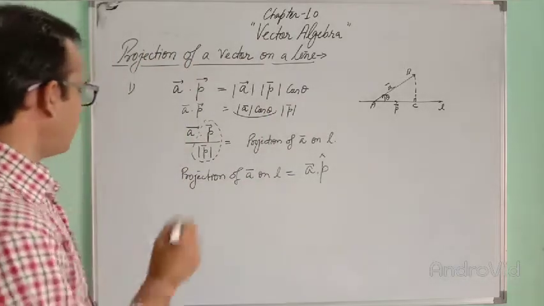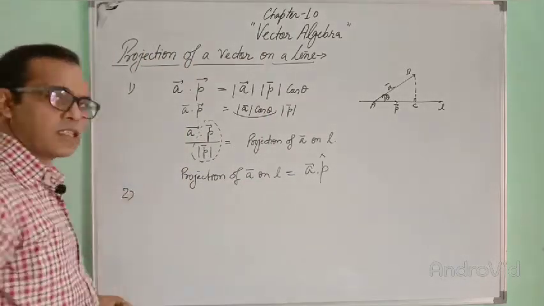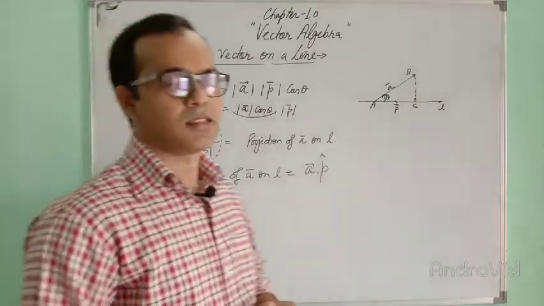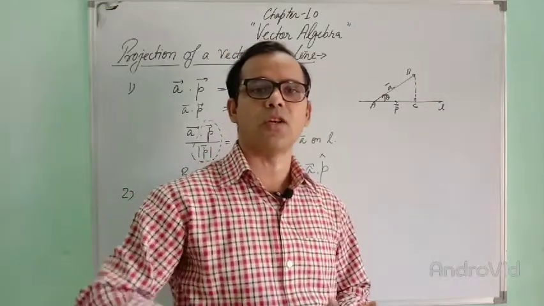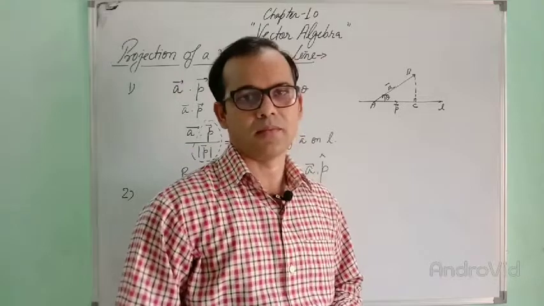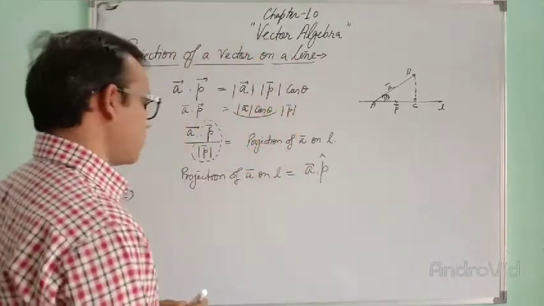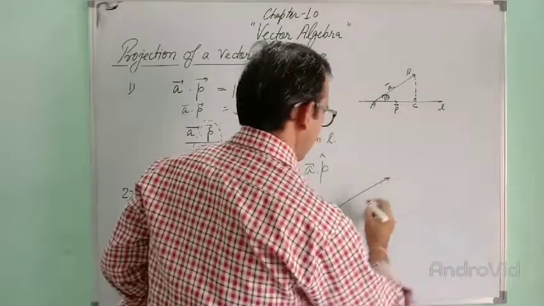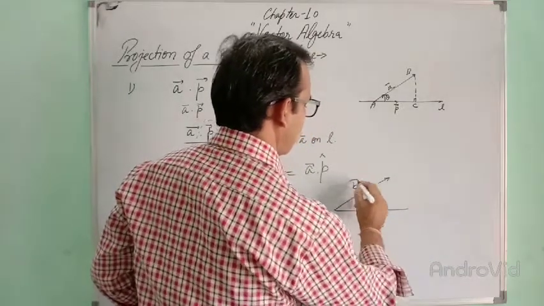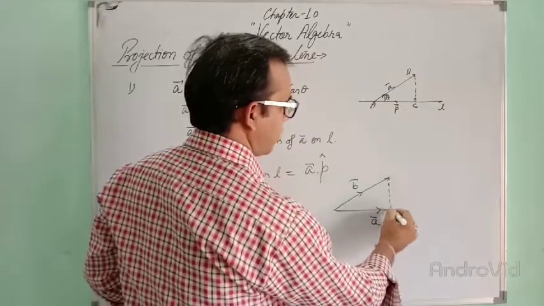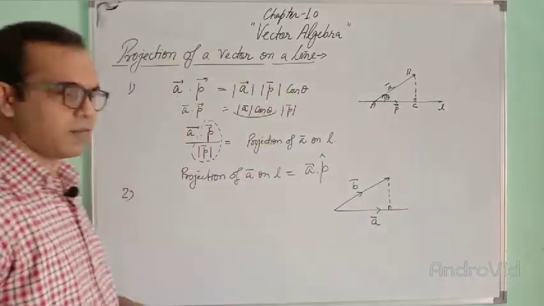Clear? So now discuss the second point. In this case, suppose we have to find the projection of a vector on the other vector. Let A and B be two vectors. This is the vector A, this is the vector B, and we want to get the projection of B vector on this A vector.